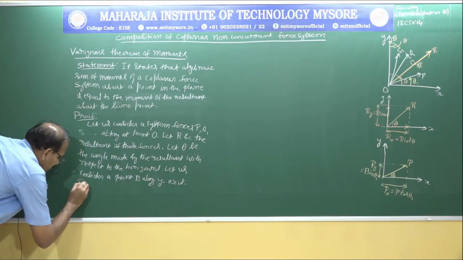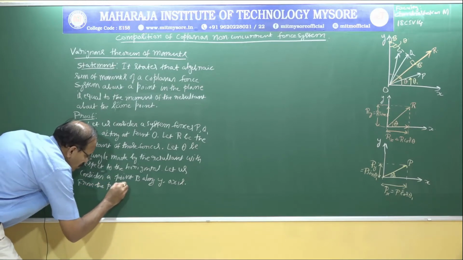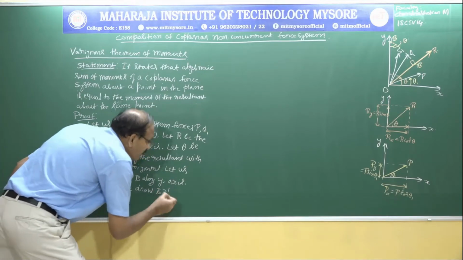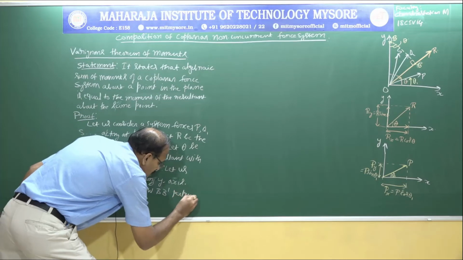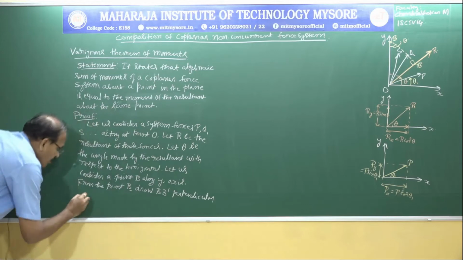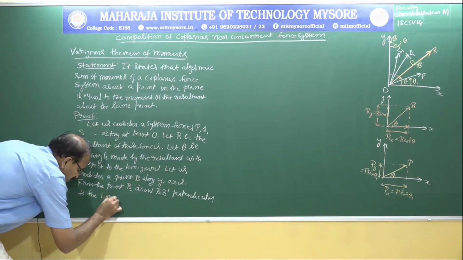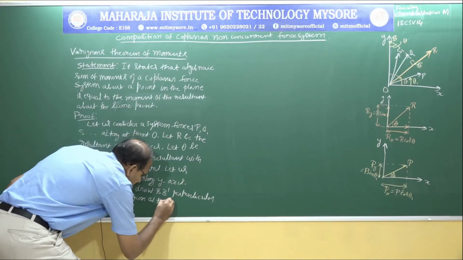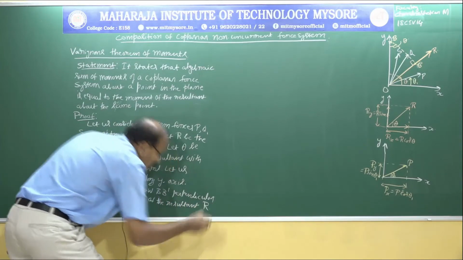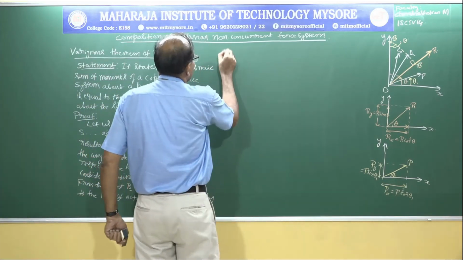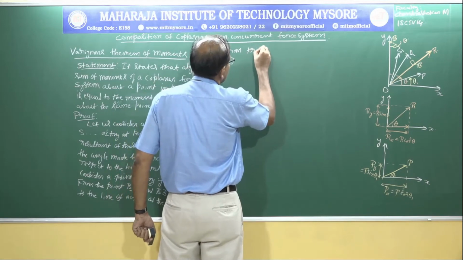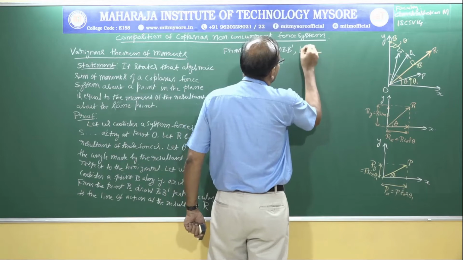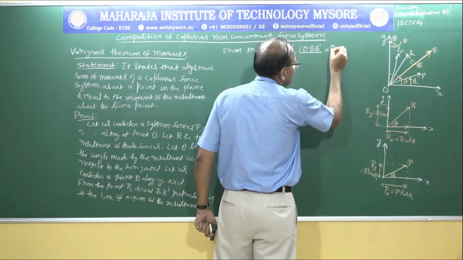From the point B, draw BB dash perpendicular to the line of action of the resultant R. From triangle OBB dash, angle OBB dash is equal to theta.